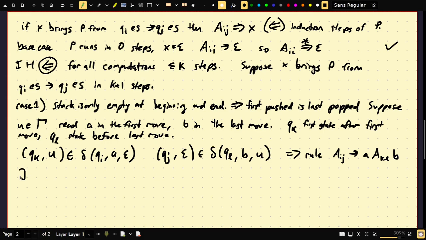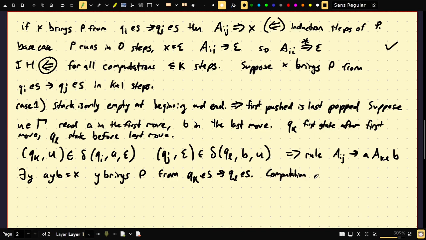Again, there exists some y such that AyB is equal to x, right? And y is this middle part. So y brings P from QK with empty stack to QL with empty stack. The whole process took k plus one steps, but we are knocking off the first and last step. So the computation of y takes k plus 1 minus 2 equals k minus 1 steps.